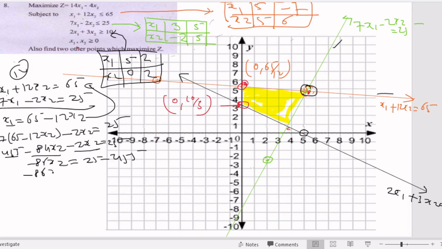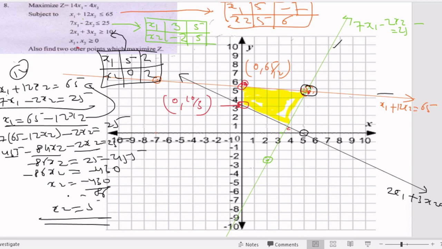Okay, so minus 86x2 is equal to minus 430, x2 is equal to minus 430 upon minus 86. If you divide, you will get the answer 5. x2 is 5. Okay, then what will be x1? You can substitute x2 equal to 5 in this equation. So x1 is equal to 65 minus 12 times x2, so that is 65 minus 60. So 5. x1 is 5. So this coordinate is (5, 5).